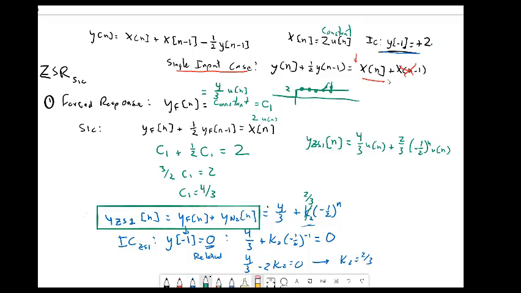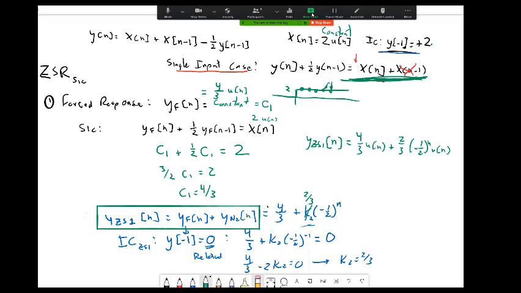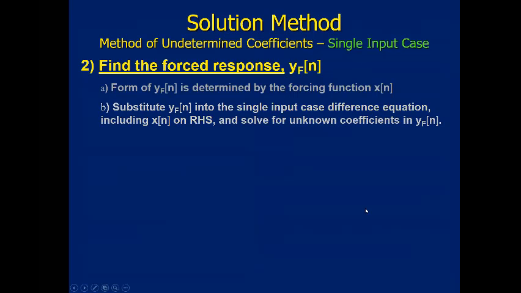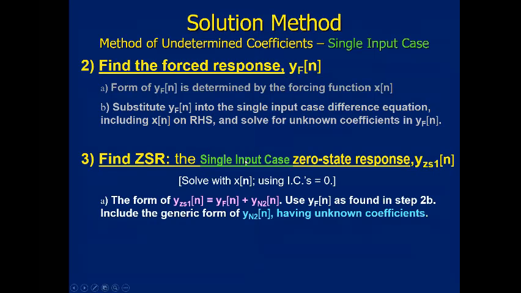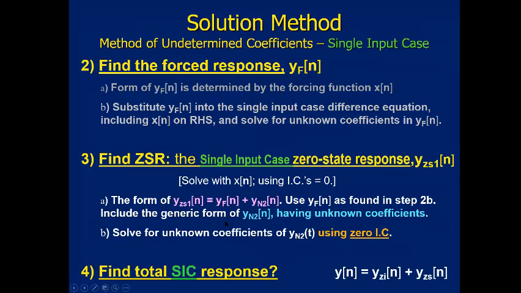Now, I want to take this x away. I want to know what's the zero state response for the whole thing. For that, we need to go quickly back to PowerPoint, show you how to do that real quickly. So we went through all the steps that were outlined here. We found the forced response. We plugged it into the single input case difference equation, then found the zero state response for the single input case using all initial conditions equal to 0, adding the forced response to the natural response with an unknown coefficient, and solving with that 0 initial condition. That gave us the zero state response in the single input case.